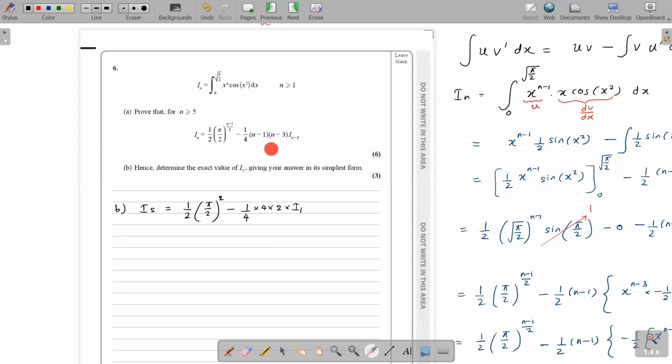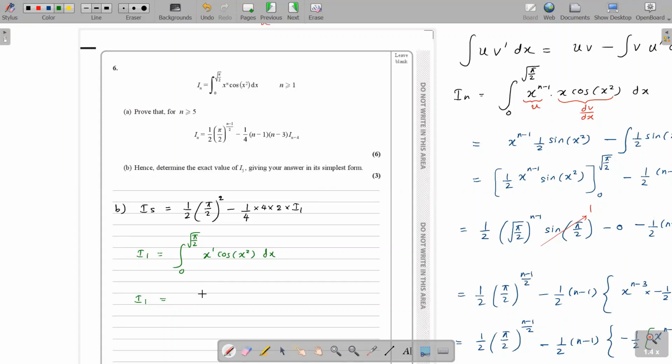However, this reduction formula only holds true for what n values? Greater than or equal to 5. So if I want to find I1, should I go back to the reduction formula again? No, to find I1, we'll have to work on it manually. Are you with me? So we'll work on I1 manually. Go to the equation. I1 is the integration from 0 to root pi over 2 of x to the power 1 cos x squared. So I1 is x times cos x squared.